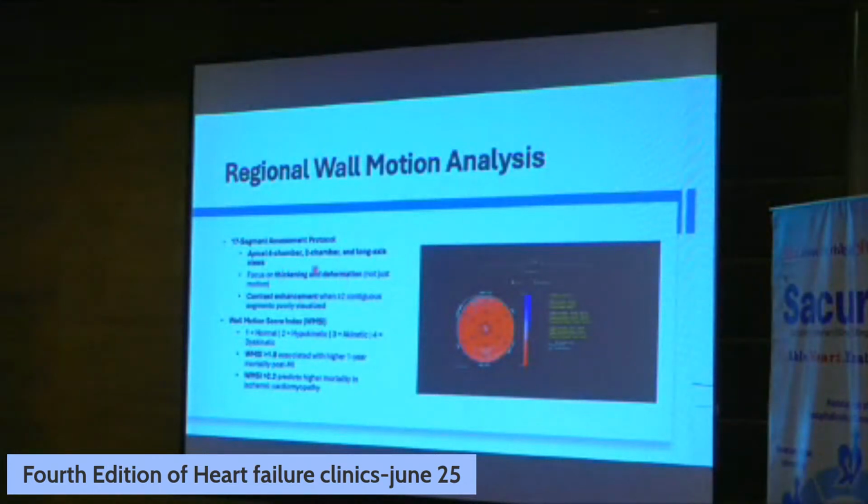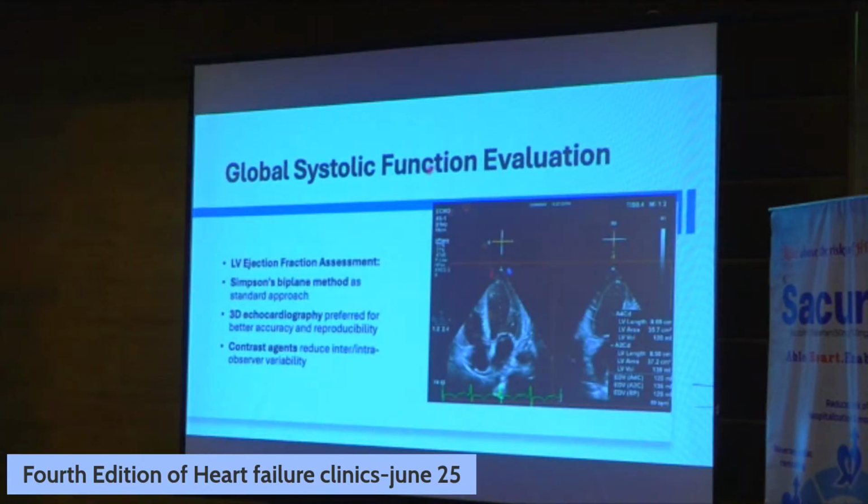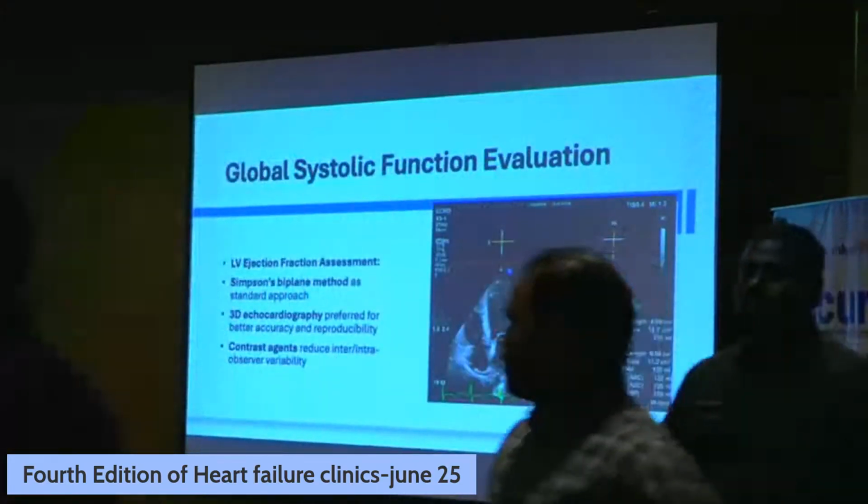We have different ways of estimating the region of wall motion abnormality. We will be able to do the wall motion scoring. Now, let us look at the left ventricular function evaluation. In the left ventricular ejection fraction, we can estimate it; normally people are not doing it.